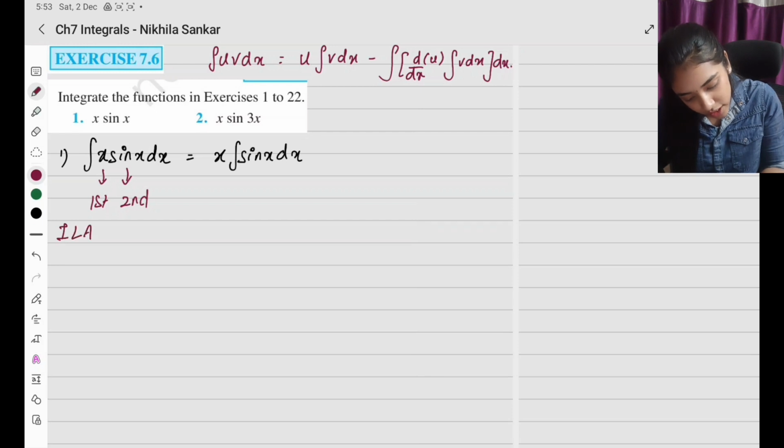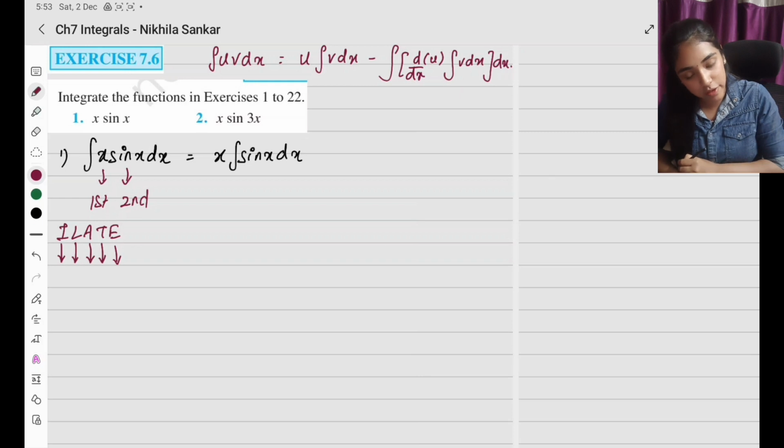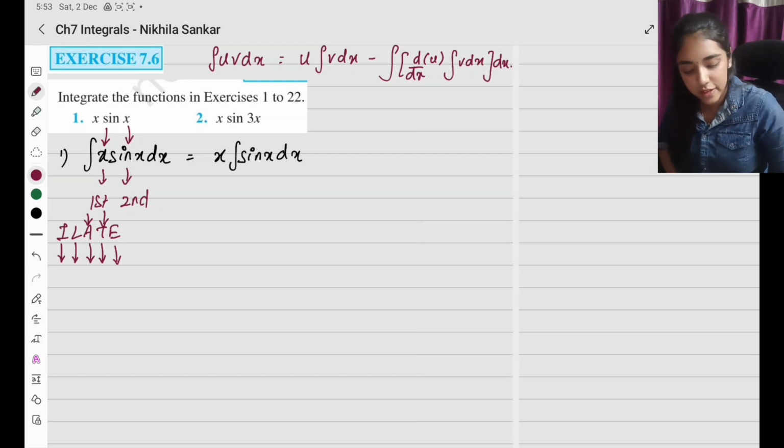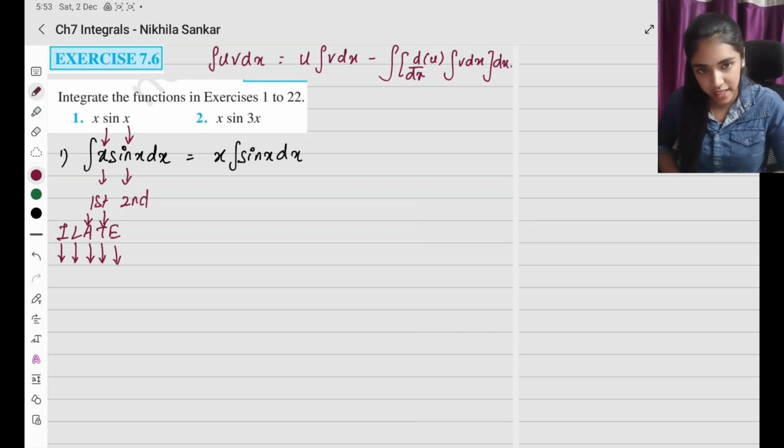You have a mnemonic. ILATE is my mnemonic, where I is inverse trigonometric, L is logarithmic, A is algebraic functions, T is trigonometric functions, E is exponential functions. So here my first function is going to be the algebraic function. A is my first preference, and sin x is a trigonometric function, so it is my second preference. Okay. So first function is x, second function is sin x. That's how I chose it.